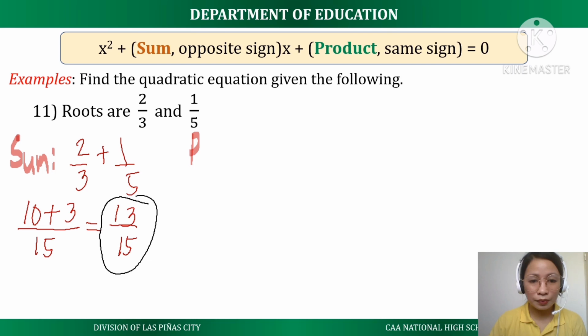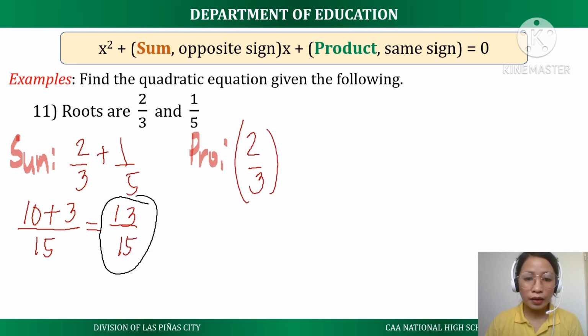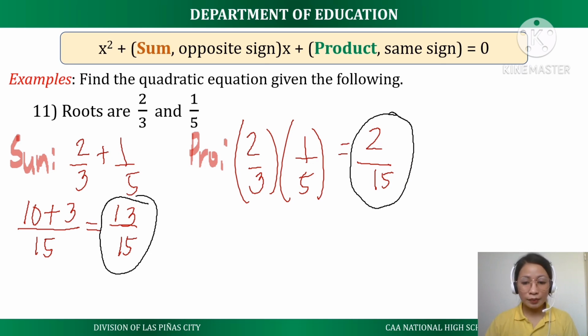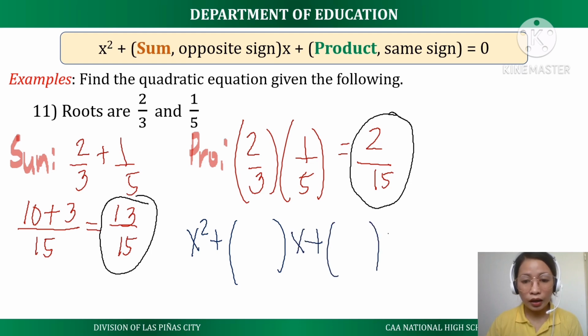Product tayo. So, yung product, imu-multiply lang natin. So, we have 2/3 times 1 over 5. So, ang pag-multiply ng fraction ay numerator, multiply lang sa numerator. So, 2 times 1, that is 2 over denominator, multiply sa denominator, that is 15. So, ang product natin ay 2 over 15. Then, ilagay na natin siya sa form ng pagkuha ng equation. So, x squared plus yung sum, then variable x plus product is equal to 0. Sum natin is 13 over 15. So, opposite sign yan, negative 13 over 15. Then, product, same sign, 2 over 15.